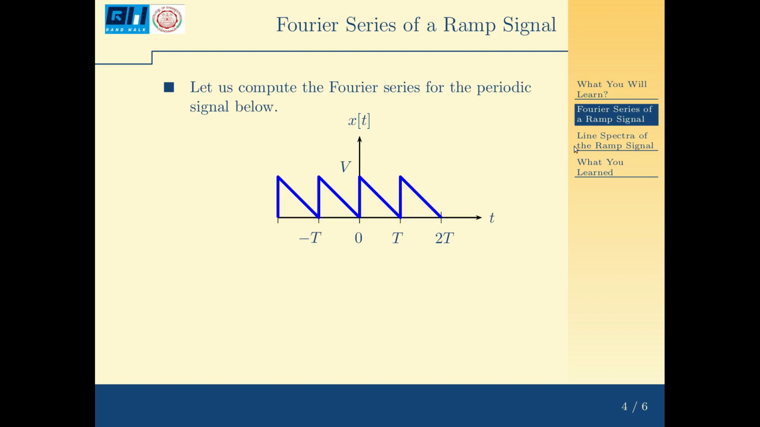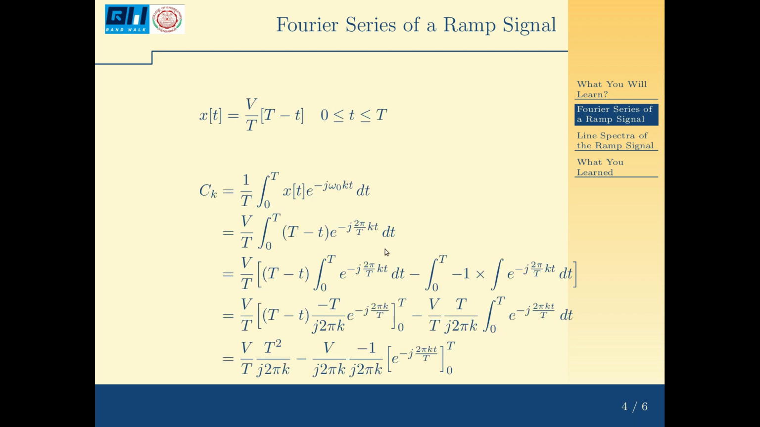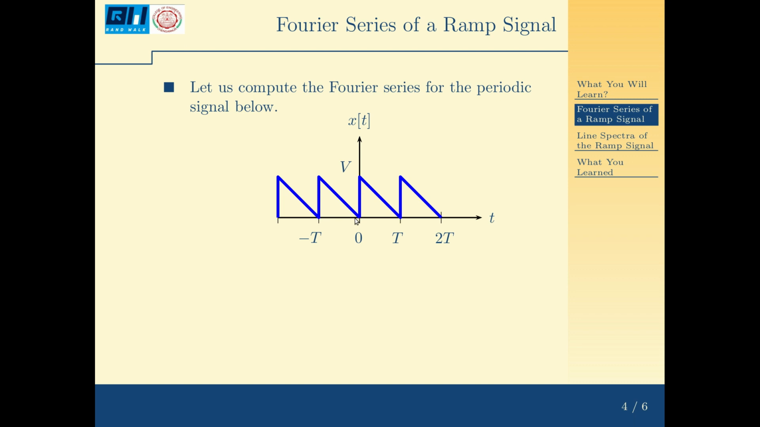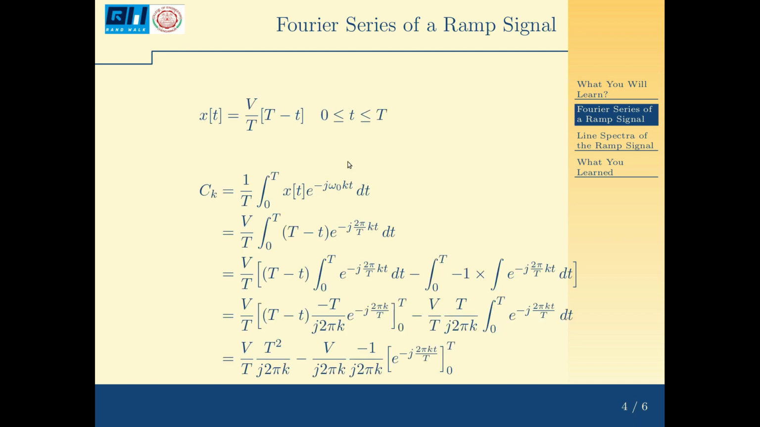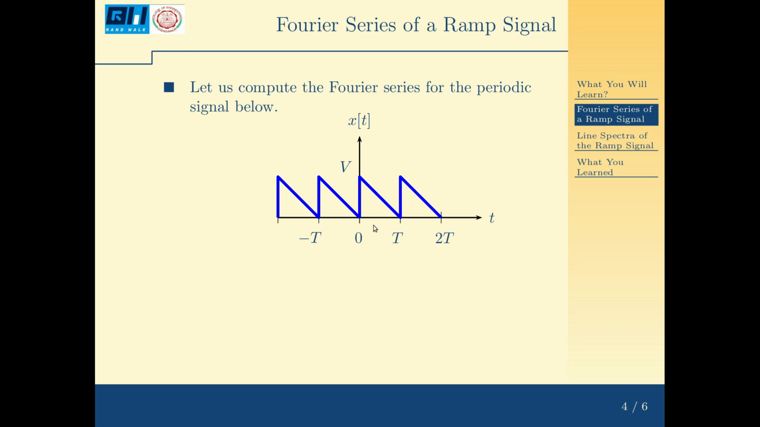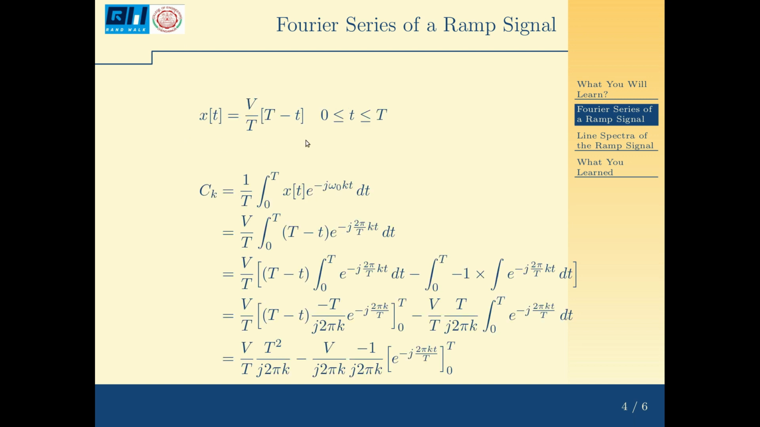Now let us consider this ramp signal. This has a period of capital T and an amplitude of V. Let us compute the Fourier series for this periodic signal. During the interval 0 to T, this function is realized as V by T into (capital T minus small t), because when t equals 0, its value is VT by T, that is V, and at small t equal to capital T, its value is 0. So this is the definition of the function in one interval, x(t) equals V by capital T into (capital T minus small t).